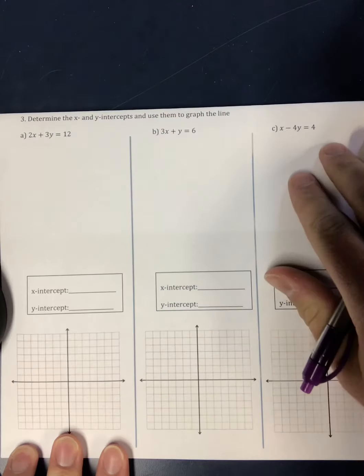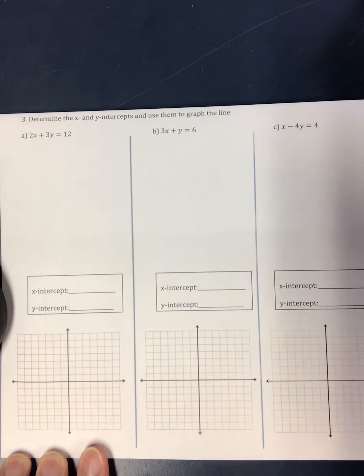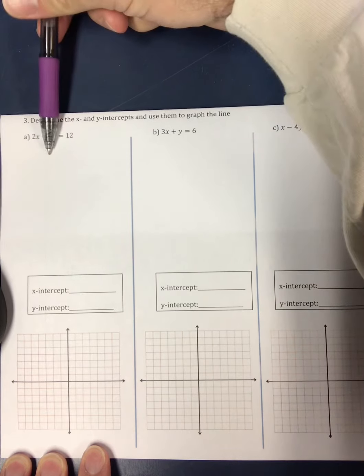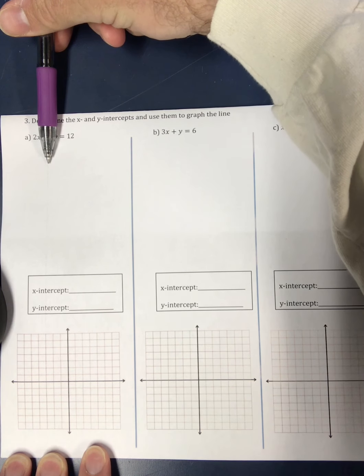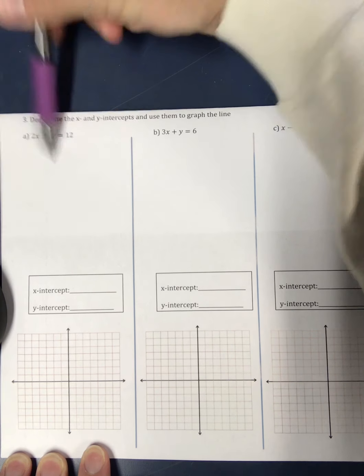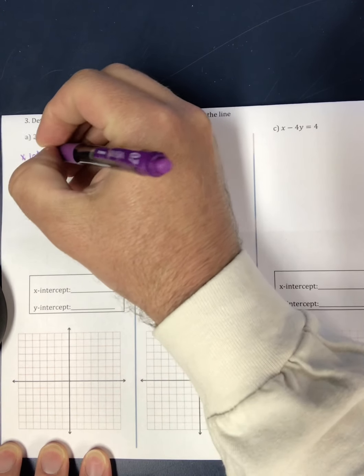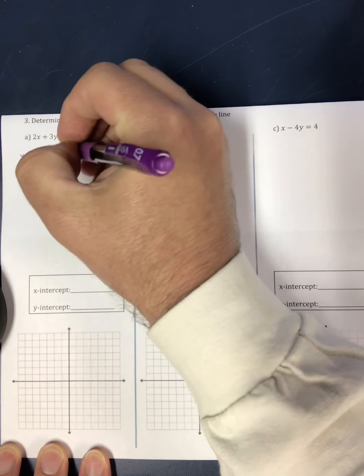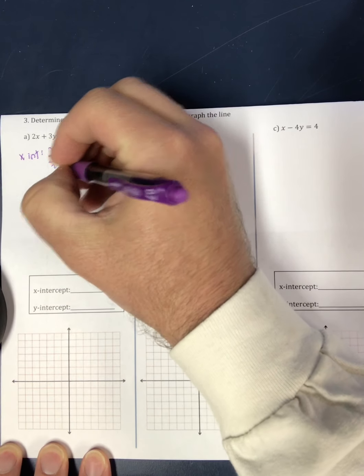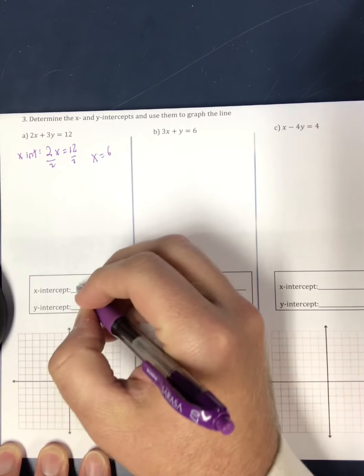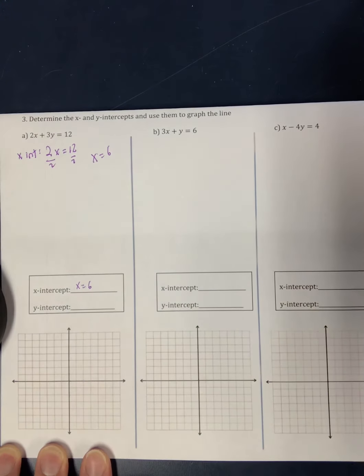Determine the x and y intercepts and use them to graph the line. So this is where we solve for the x and y intercepts first and then plot them. So to find the x-intercept, we cover up the y part. In this case, we'd have 2x equal to 12. So for the x-intercept, if 2x is equal to 12, we would divide both sides by 2, and we would get x equals 6. So I'll put that down here for my x-intercept.